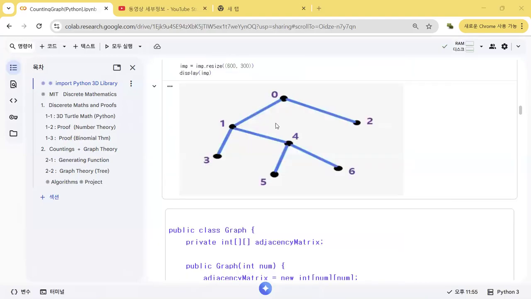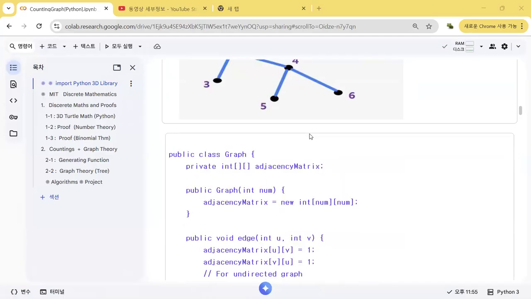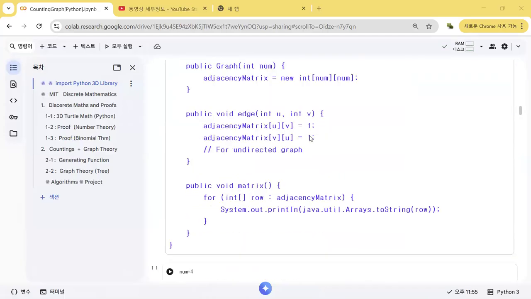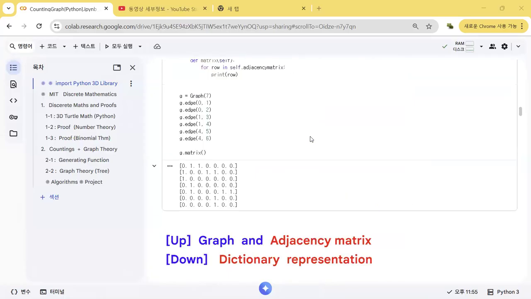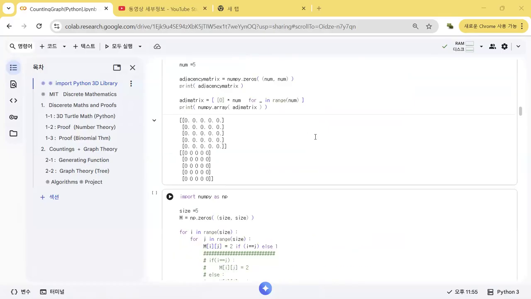So suppose you have this kind of graph. This kind of graph is called a tree. Anyway, we can represent this one using a matrix, but also a Python dictionary. Okay. So for example, let me explain this graph.